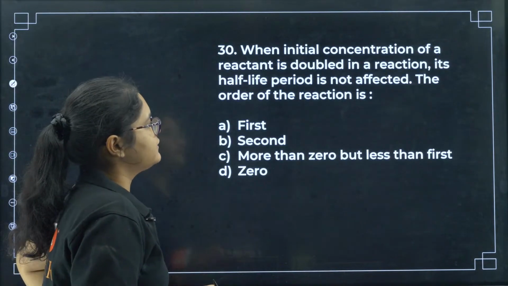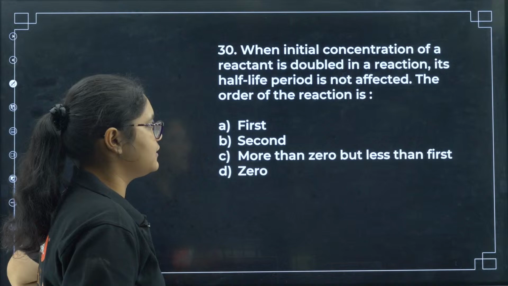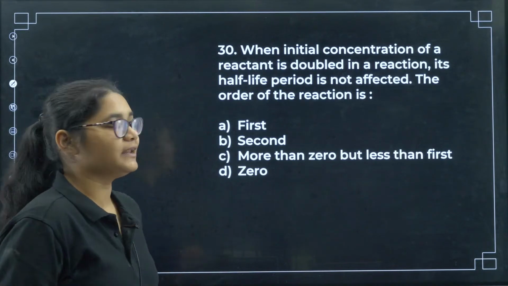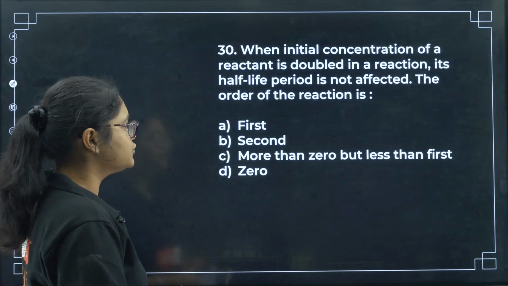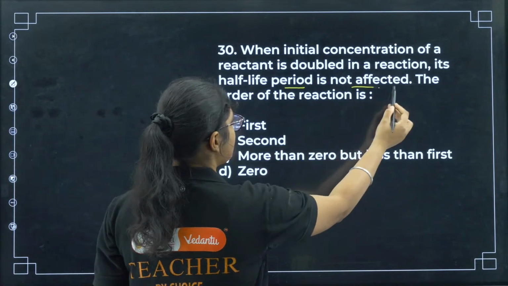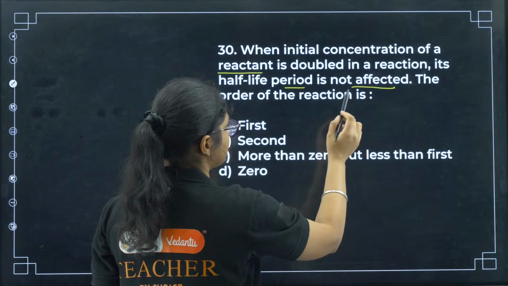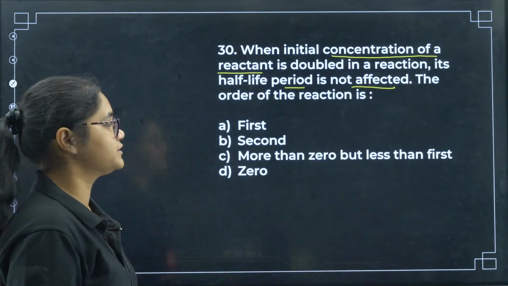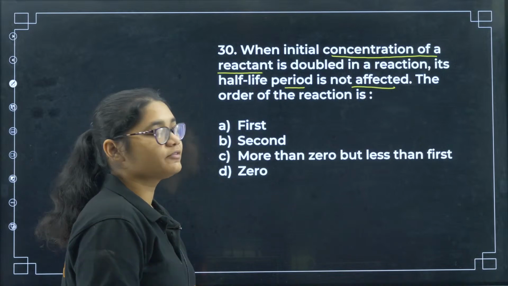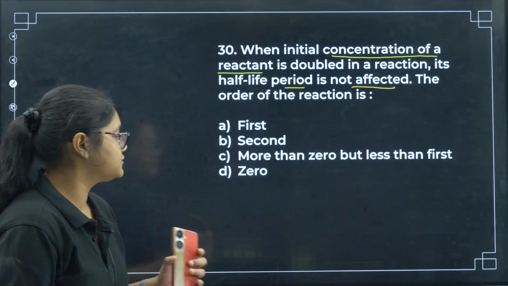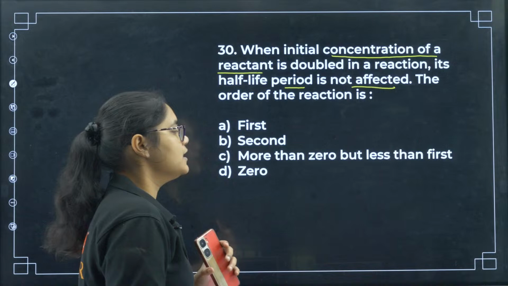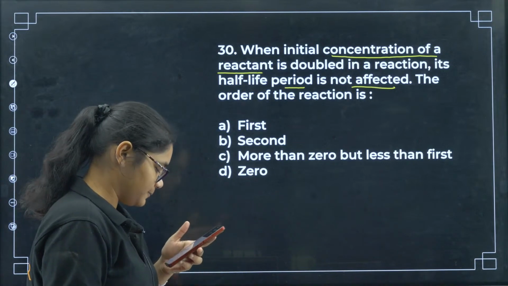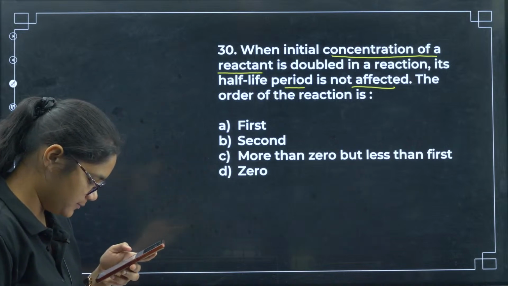When the initial concentration of a reactant is doubled in a reaction, its half-life period is not affected. The order of the reaction is? So the half-life is not affected by the concentration of the reactant. Then the order of the reaction is it a first order reaction, second order reaction, more than 0 but less than first, or 0th order reaction? Very, very easy question this one.